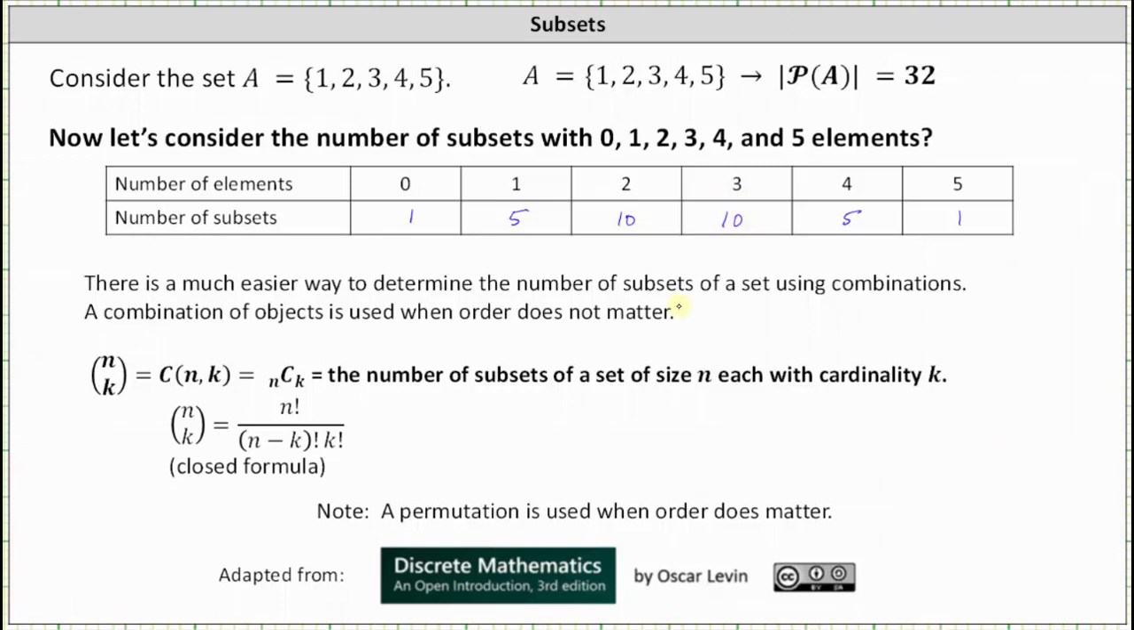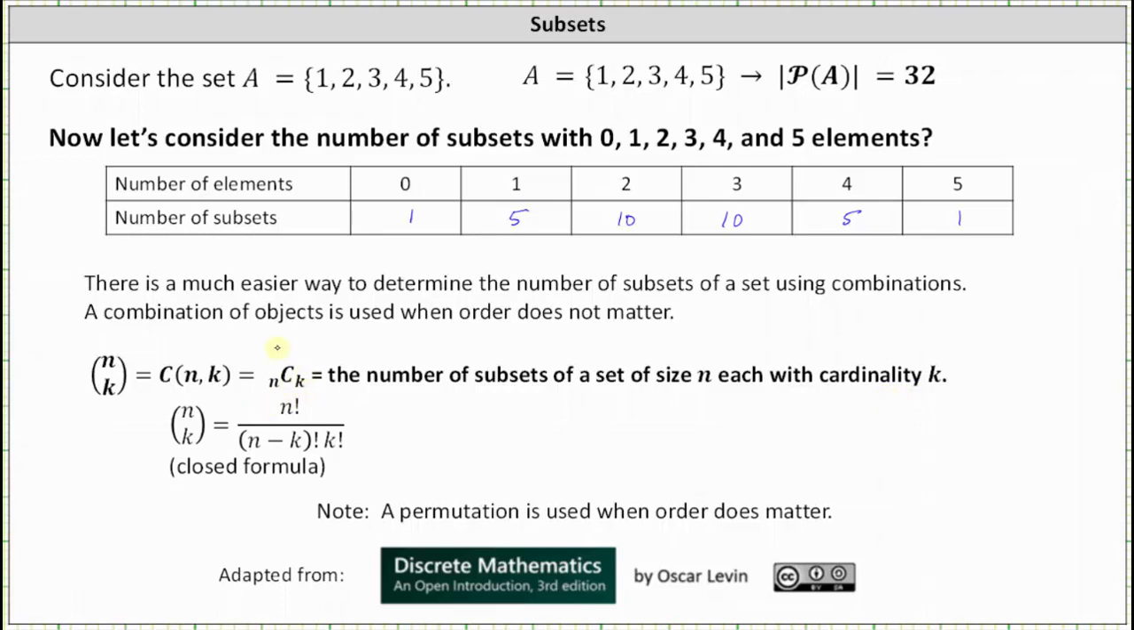But there is a much easier way to determine the number of subsets with a certain number of elements, a certain cardinality, using combinations. A combination of objects is used when order doesn't matter. The number of subsets of a set of size n, each with cardinality k, is equal to n choose k, indicated by any of these three notations here.